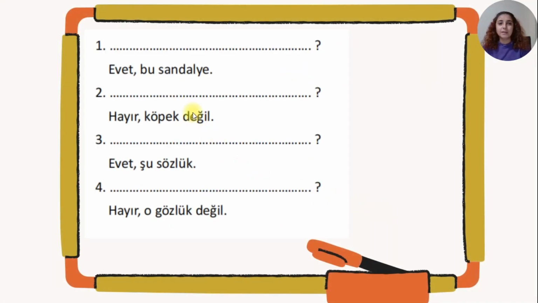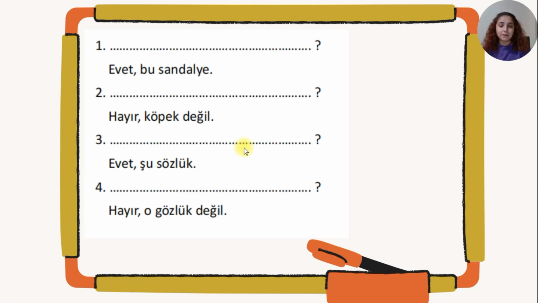Okay. And now you have some answers and you will create the question which is suitable for that answer. Your answer is this. Evet, bu sandalye. Sandalye was chair. Okay, perfect. And the answer is yes, this is a chair. And what will you ask? We need to ask, is this a chair?